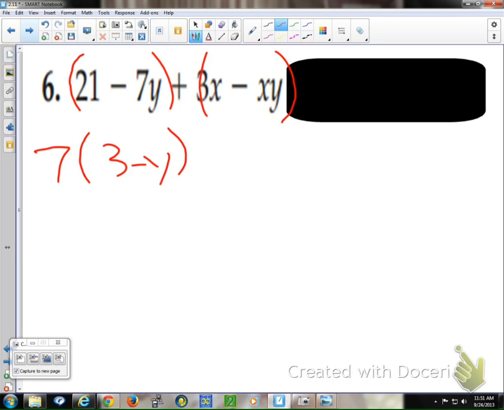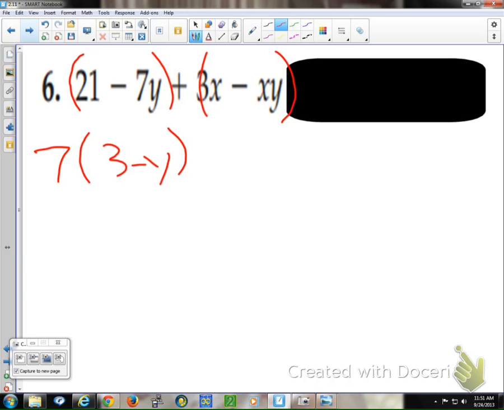If you're going to factor 7 out, then you really have to divide both pieces by 7. Because if we were to multiply that back through, I should get this. 7 times 3 is 21. 7 times negative y is negative 7y. So when you figure out what you're going to factor out, you just have to divide both pieces by that.